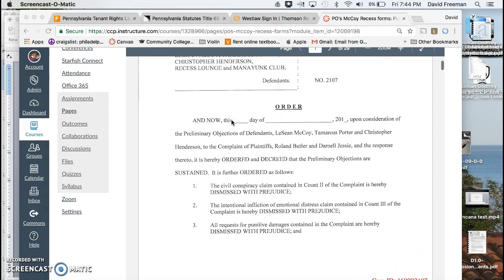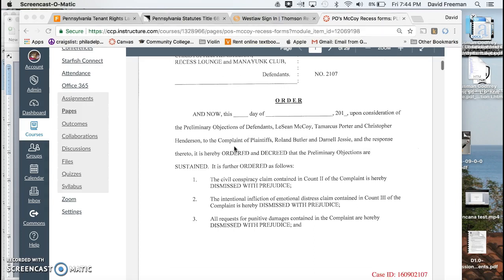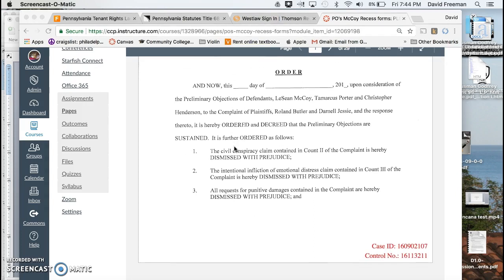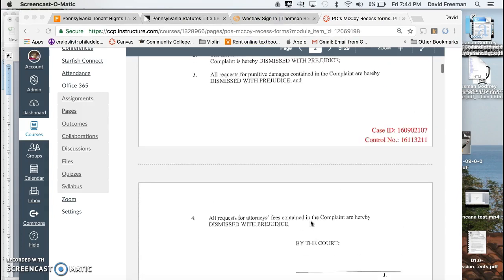But this format, if you look at it, this spot where it says, "and now this blank," the judge would fill that in on the date, and at the very bottom, it states signed. That's where the judge would indicate their signature, and that's your court order. That would be powerful stuff. If the judge signs this, then all those items will be dealt with.